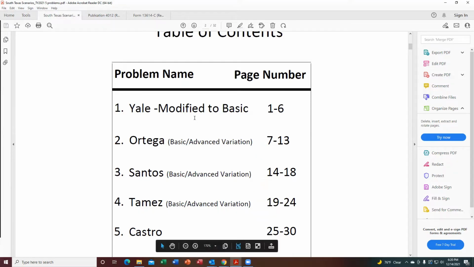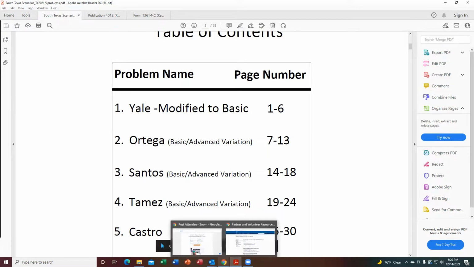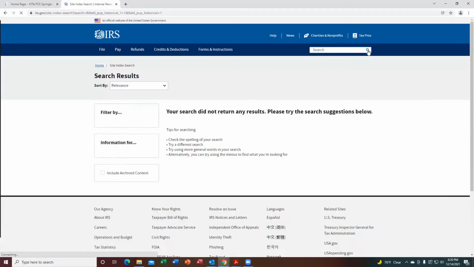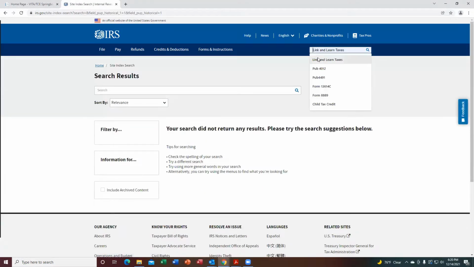Okay, so this is the South Texas scenarios, and now I'm going to open up as well. Let me see how I can do both. Okay, so let me just show you here. You decide which is the best way you want to go through this, but I'm going to come back here. I'm in the IRS website.